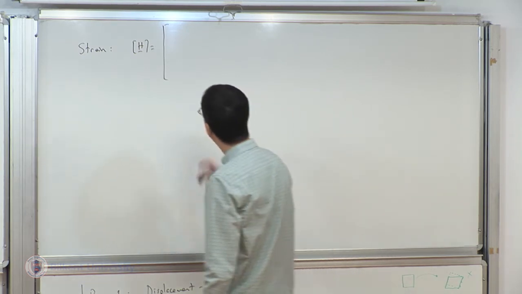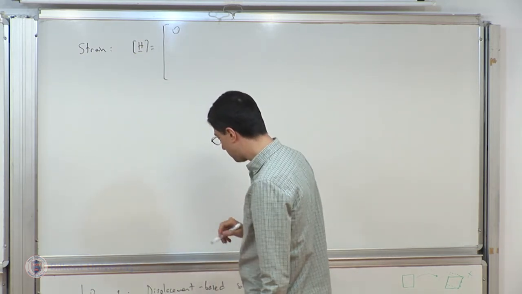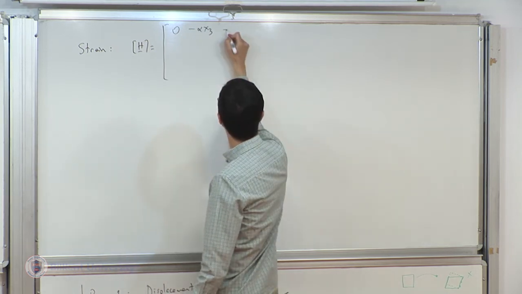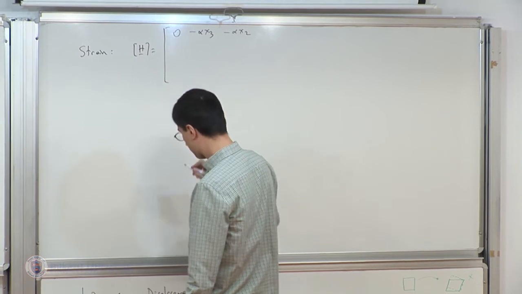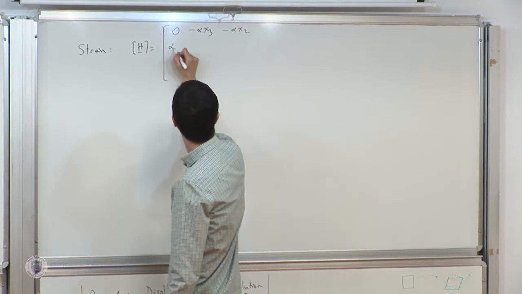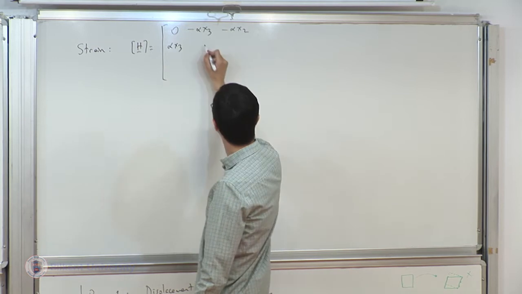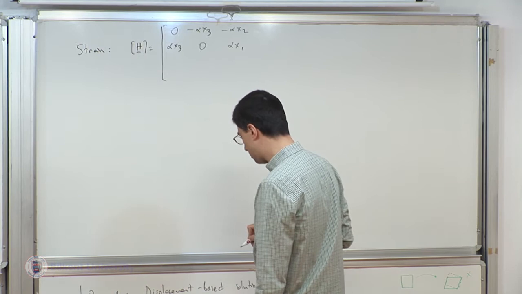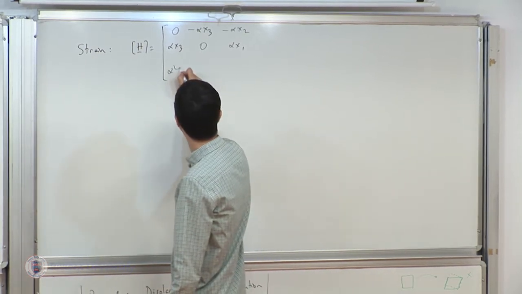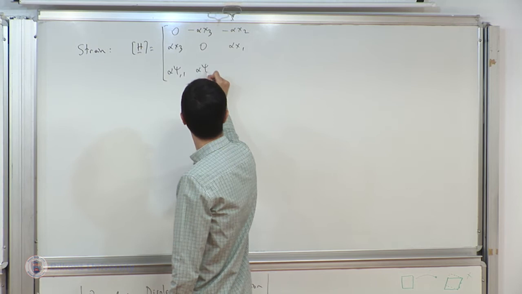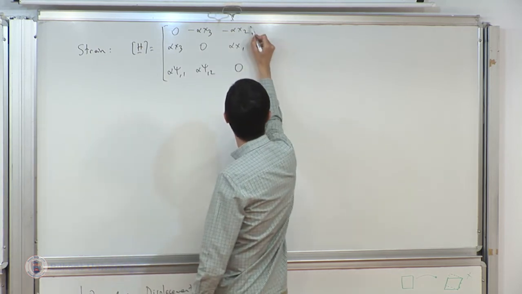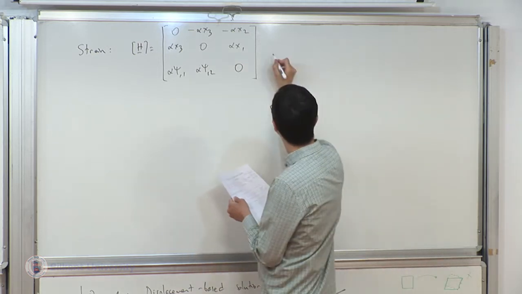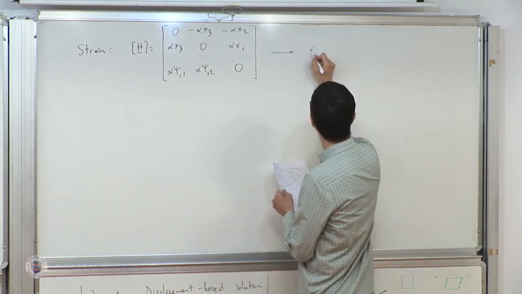So U1,1 is 0, U1,2 is minus alpha x3, U1,3 is minus alpha x2, U2,1 is alpha x3, U2,2 is 0, U2,3 is alpha x1. Okay, and then there is U3,1, so alpha C,1, alpha C,2, U3,3 is equal to 0. So that's the displacement gradient. So we can go ahead now calculate the strain.